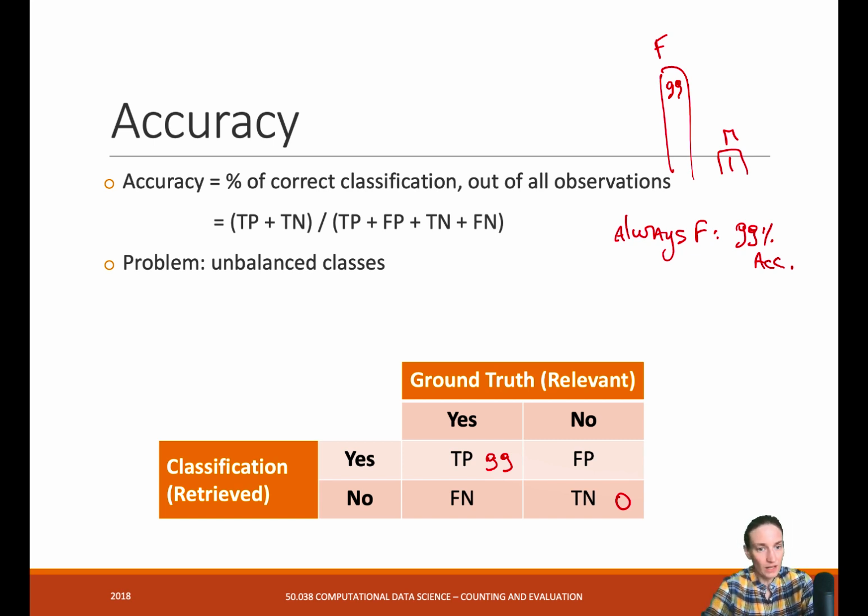What you can do instead is the class specific accuracy. In this case, that means doing the true positives over the total here and the true negatives over the total here. In the case of female-male, the class specific accuracy of female is 99 over 99, 100%. The class specific accuracy of male is 0 over 1, so it's 0. That tells you a lot. So if you use accuracy, take class specific accuracy.